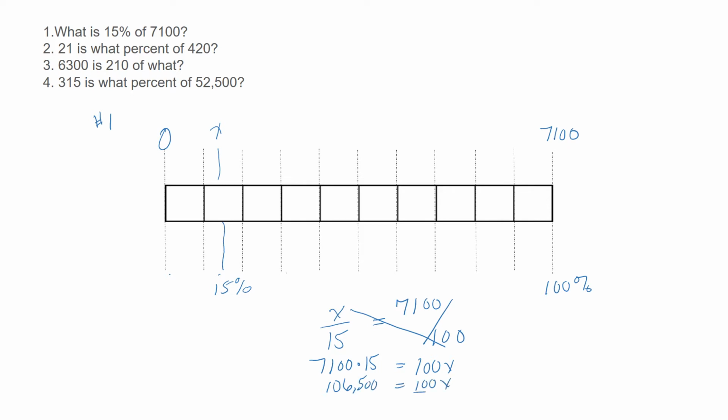And now I can just divide both sides by 100. So that number would be 1065. So I'm setting up a proportion between the numbers I'm given and the percents I'm given.